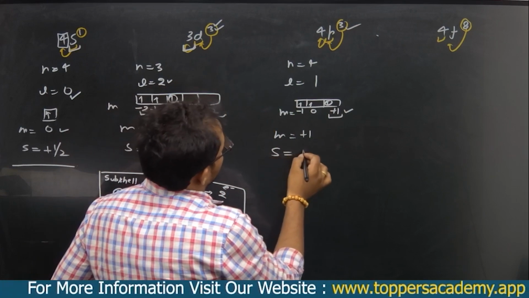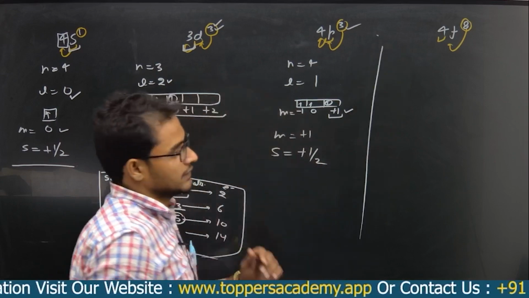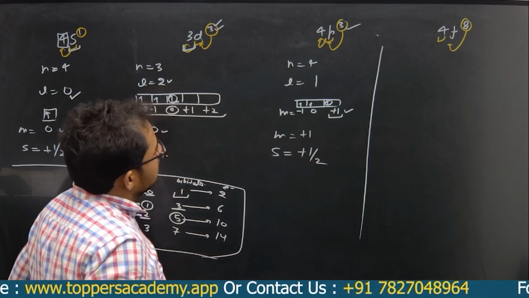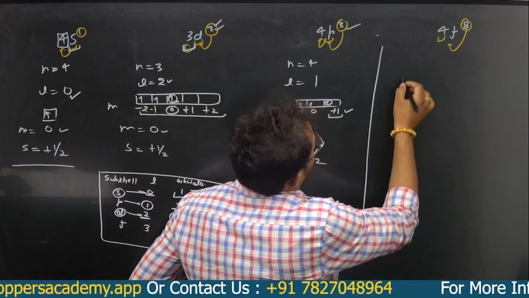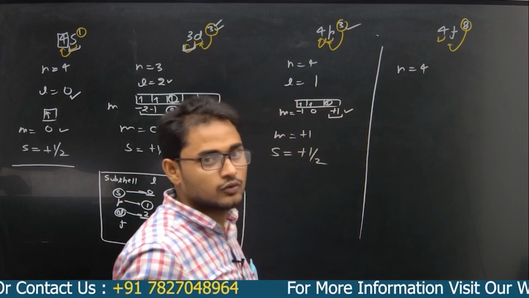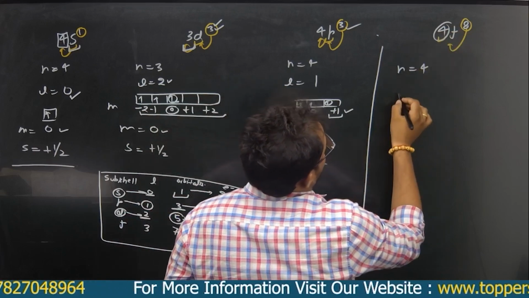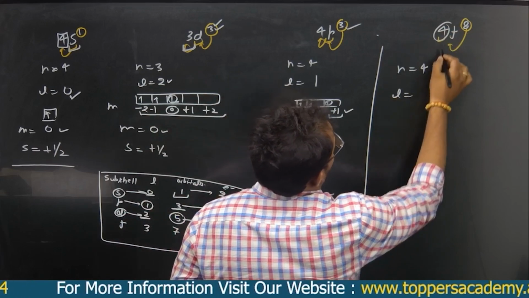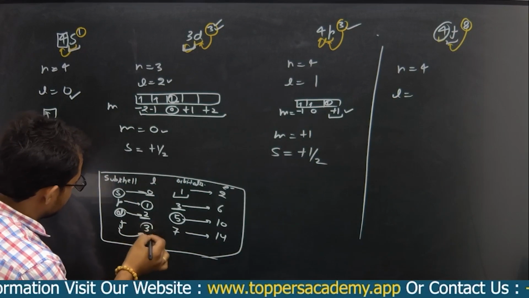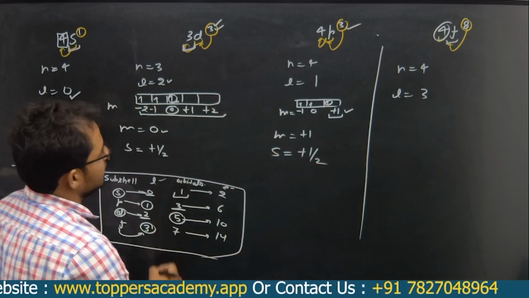S is plus half because it is in the clockwise direction. Okay. Now I am going to tell about the last example. N is equal to 4, because this value tells about the N value, and for the F subshell, the value of L is 3. It is the value of L, right?